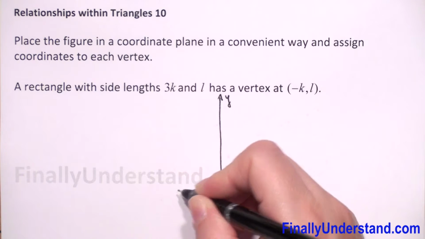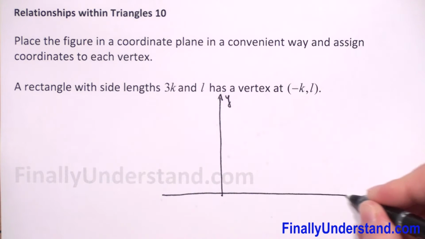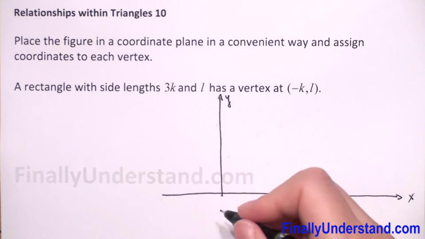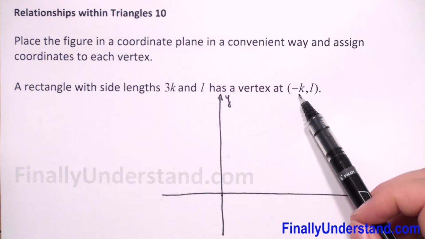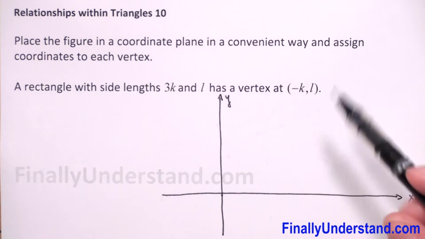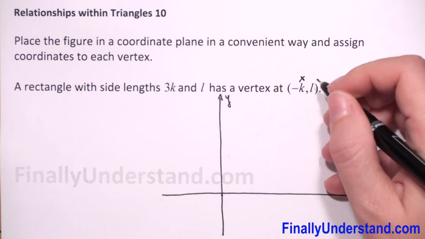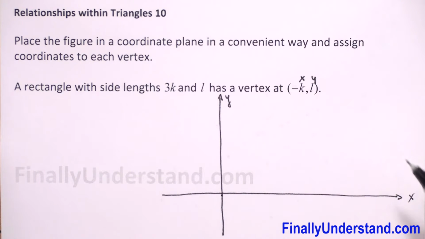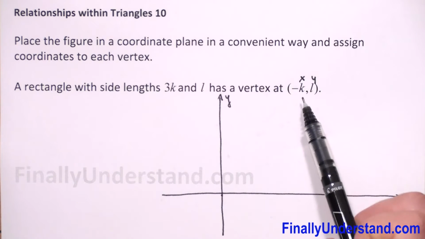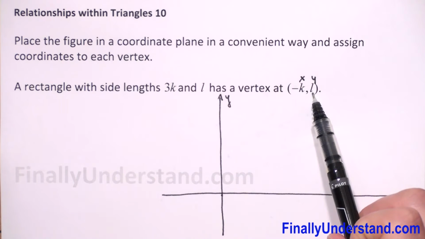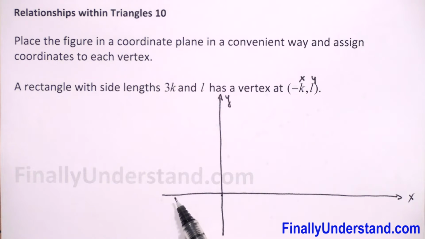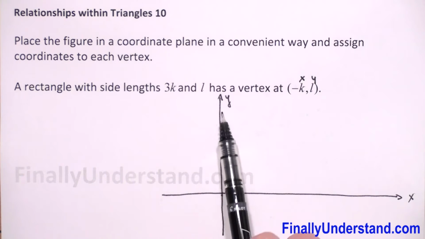the y-axis, the x-axis. We have been given one vertex, (-k, L). This is our x coordinate and this is our y coordinate, because we know that the first coordinate must be negative and the second is positive. So in the second quadrant, x is negative and y is positive.